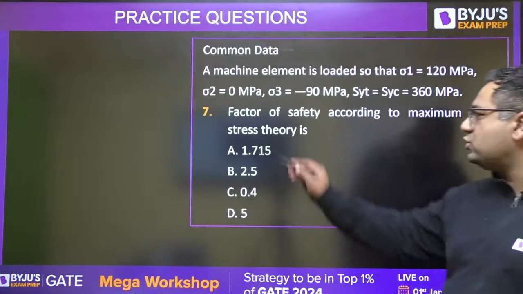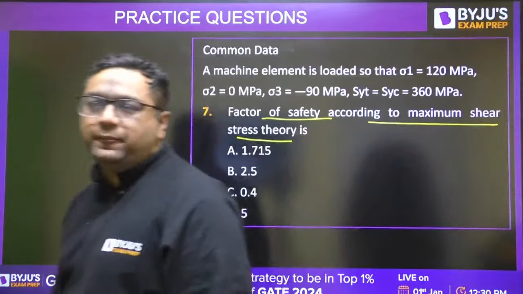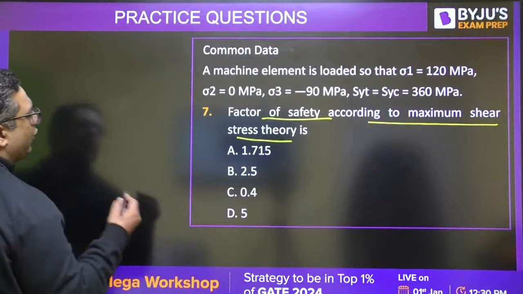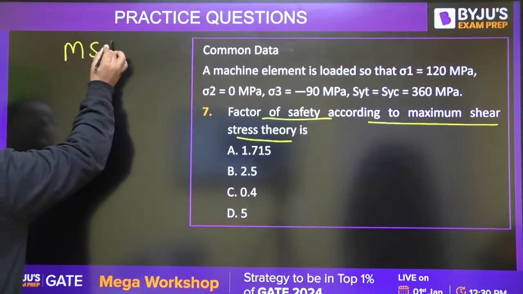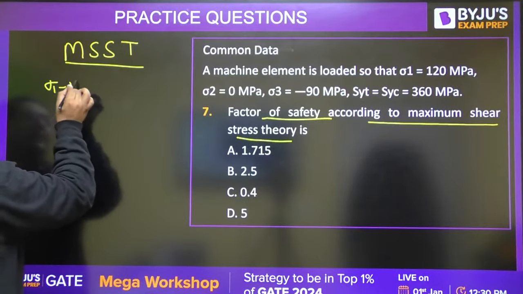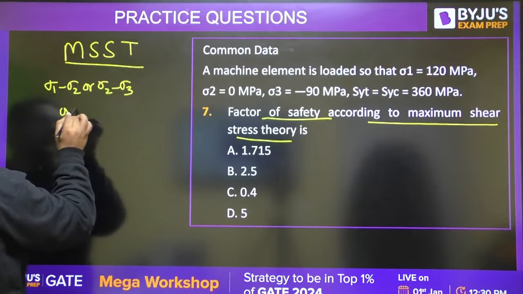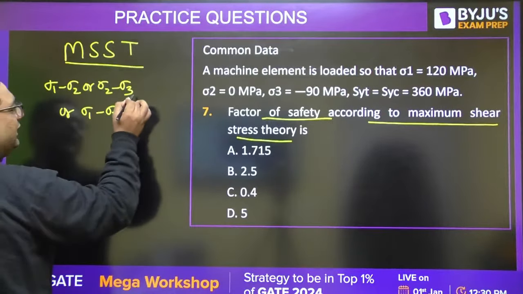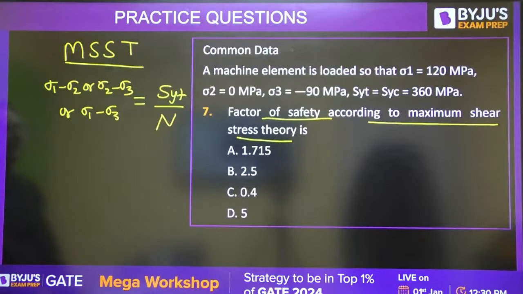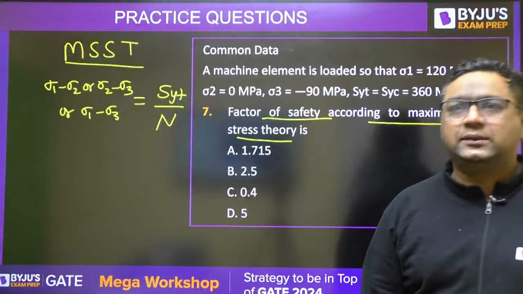Moving to the next question, factor of safety according to MSST with the same data. According to MSST, sigma 1 minus sigma 2, or sigma 2 minus sigma 3, or sigma 1 minus sigma 3 is equal to SYT by N, because the nature of the stresses is not the same, they are opposite. So for that purpose, this would be the result.